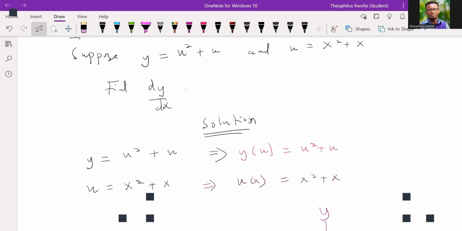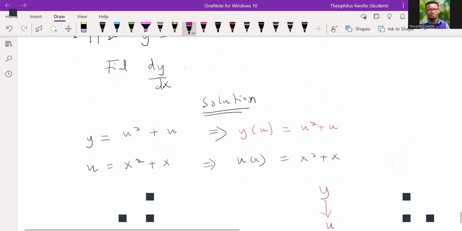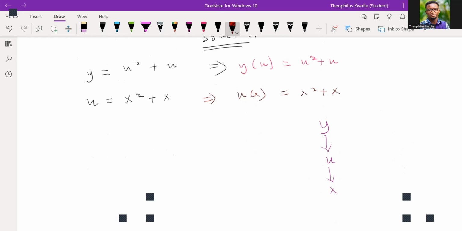So now the question says that we should find the change in y with respect to the change in x. So look at what we can do. It's almost as if we want to move from y to x. But remember, before we move from y to x, there are a lot of branches that we have to meet in order for us to do so. Do you see that? So first, we have to move from y to u. By moving from y to u, we're going to have what we call the change in y with respect to u. So by moving from y to u, we are asking what is the change in y with respect to the change in u. And for us to move from u to x, we are asking what happens to the change in u with respect to the change in x. Okay.